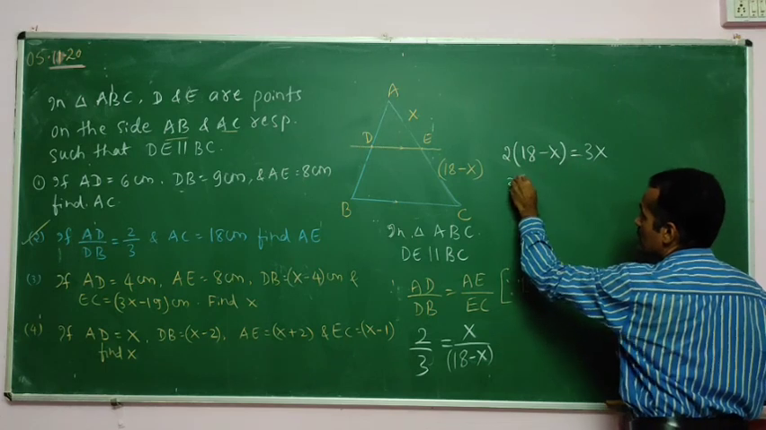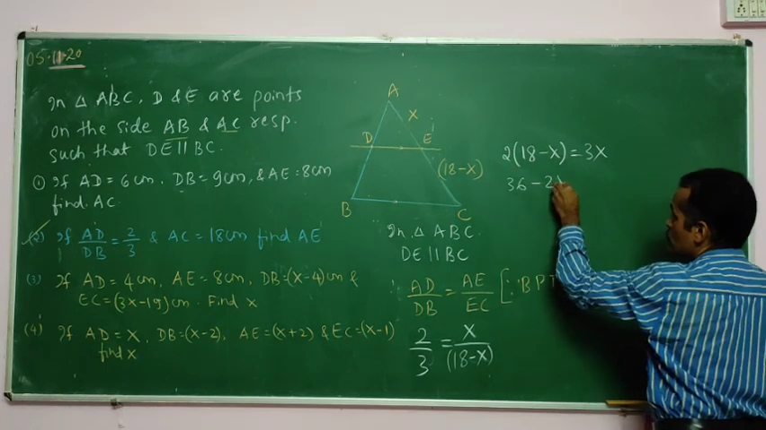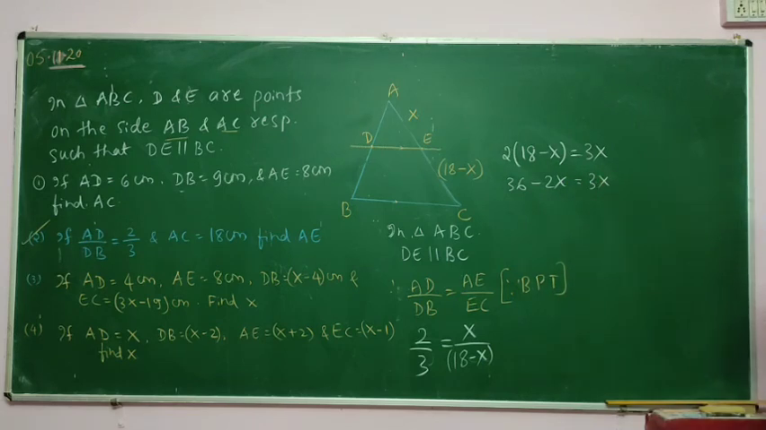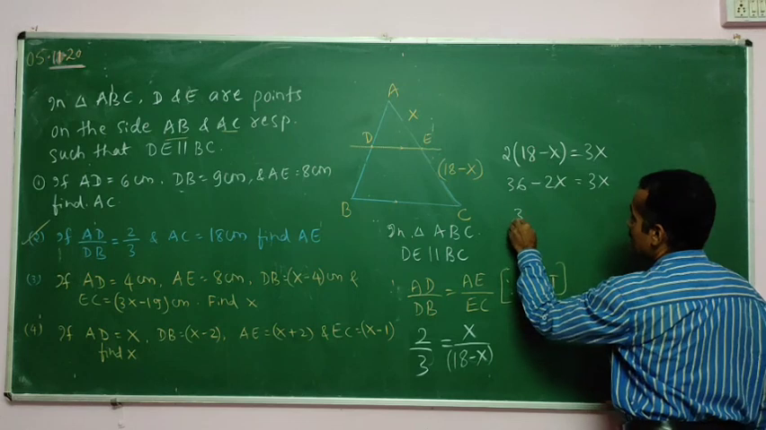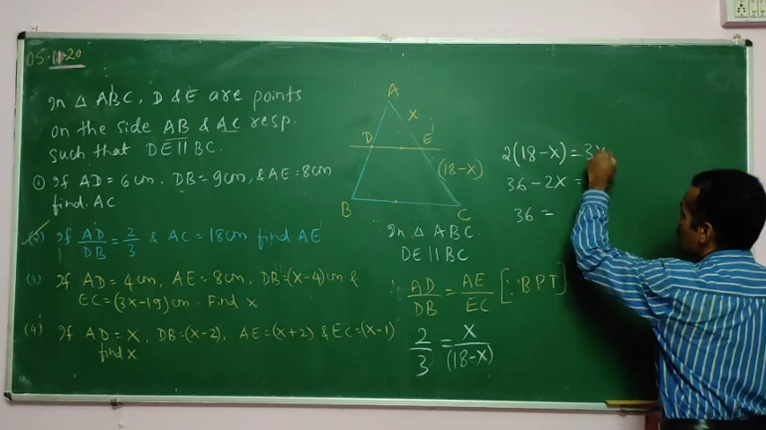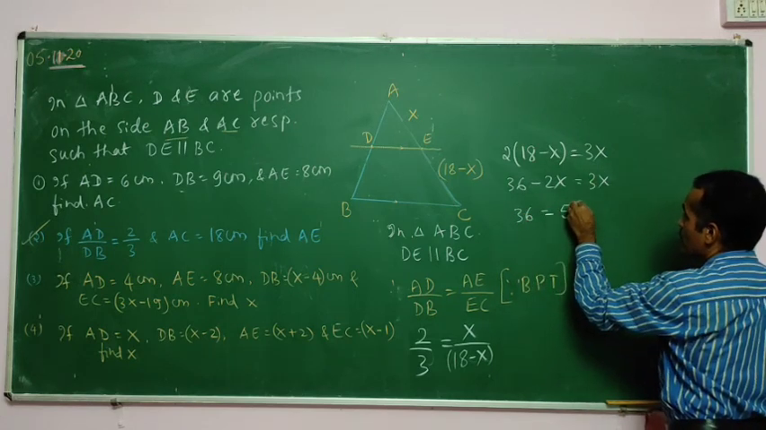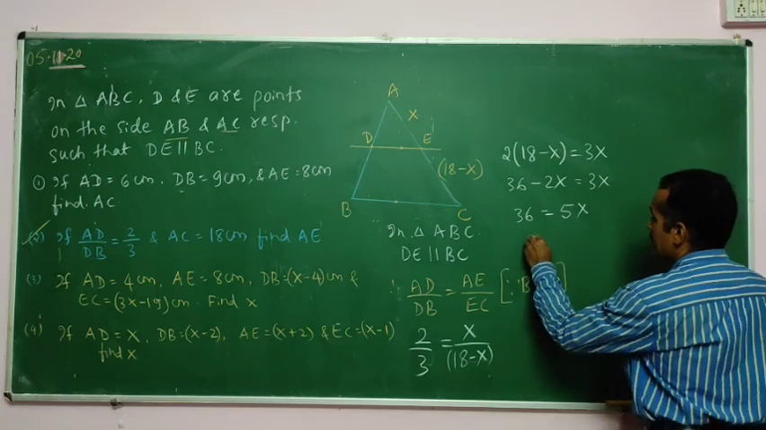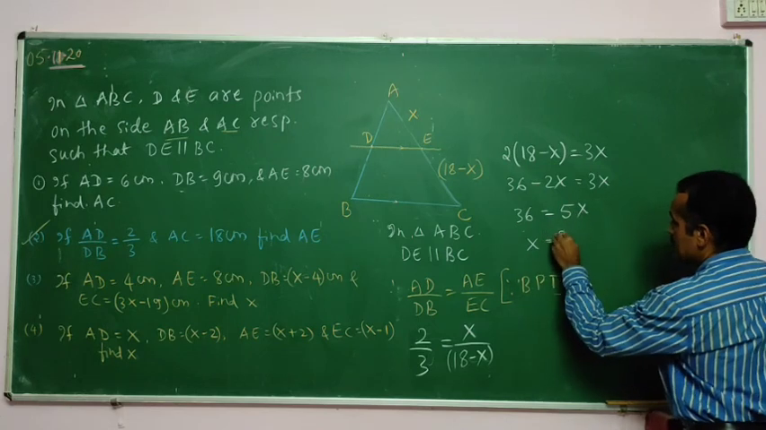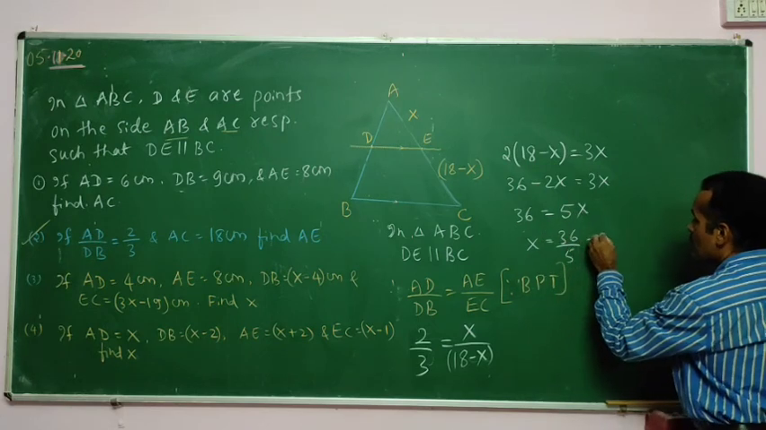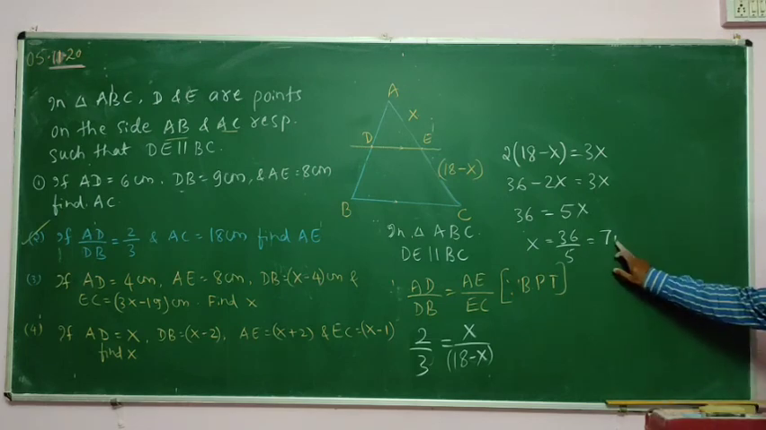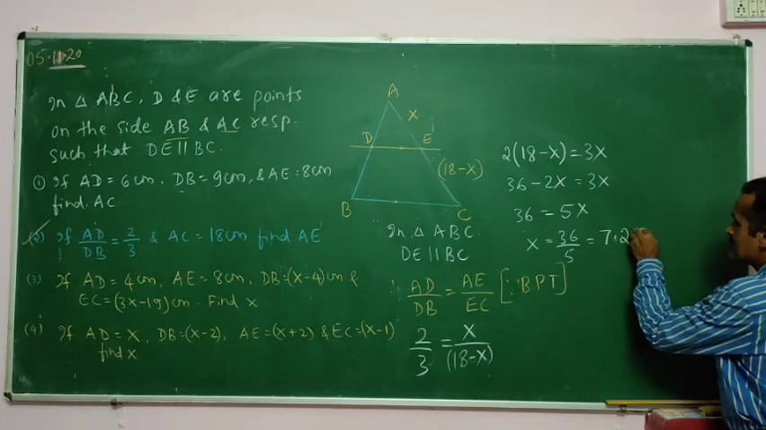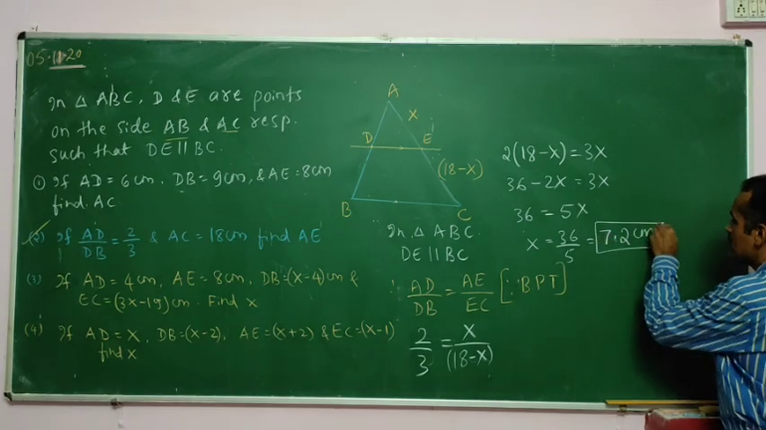Open the bracket: 36 minus 2x is equal to 3x. Come on. 36 is equal to 3x plus 2x, which gives you 5x. Therefore, x is equal to 36 divided by 5. 5 7s are 35, 1 remains, 10, 5 2s are 10. X is equal to 7.2 centimeters.